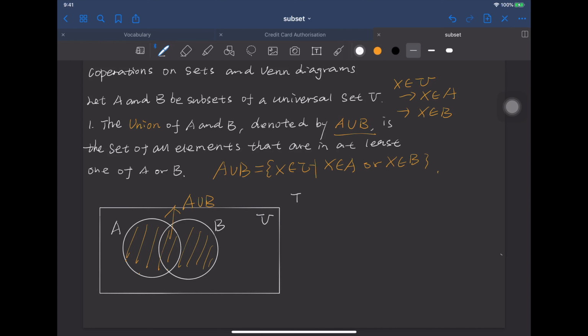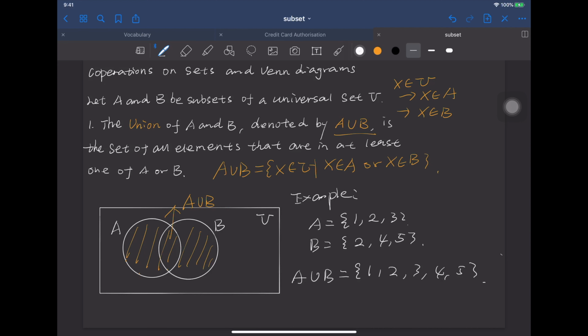Let's look at an example here. If we have a set A with elements 1, 2, 3, and a set B with elements 2, 4, 5, then A union B means we collect all elements of A and all elements of B together, which becomes 1, 2, 3, 4, 5.